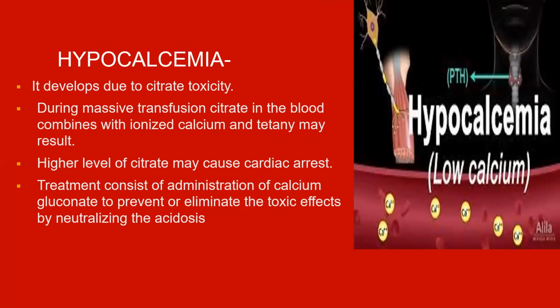Hypocalcemia usually develops due to citrate toxicity because of massive transfusion. Citrate in the blood combines with ionized calcium, and tetany may result. The treatment of hypocalcemia is the administration of calcium gluconate to prevent or eliminate the toxic effect by neutralizing the acidosis.